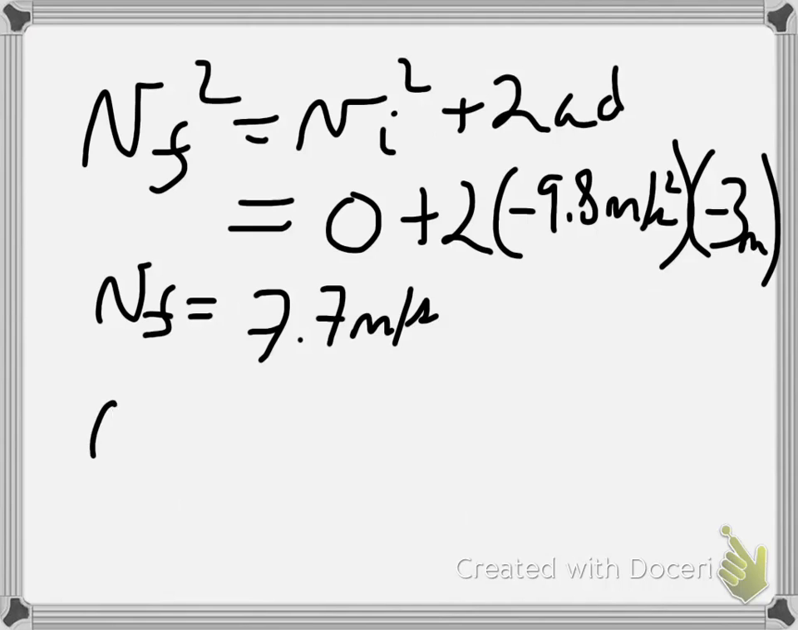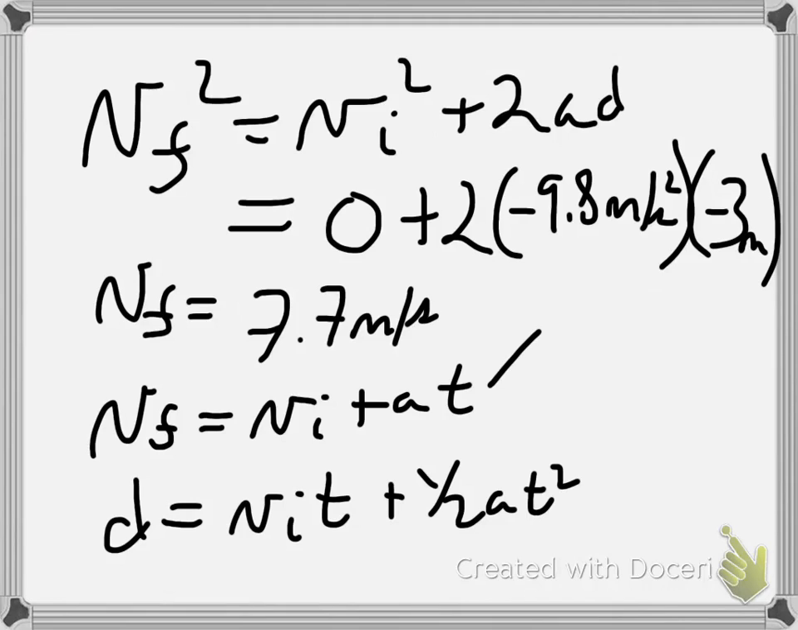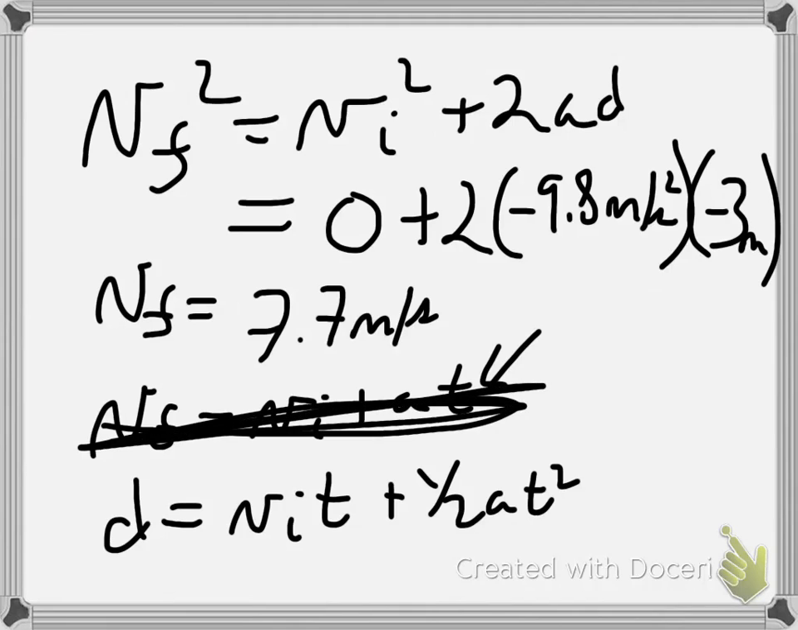Now if you want to find the time, we can use Vf equals Vi plus At, or we could use D equals Vit plus 1/2 At squared. In this instance, we now know the final velocity, but let's say we didn't know the final velocity. We would have to use this equation, D equals Vit plus 1/2 At squared.